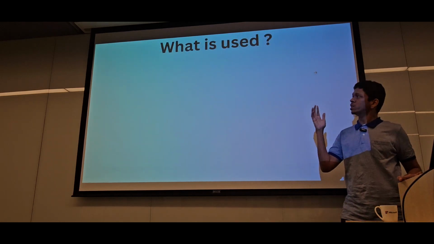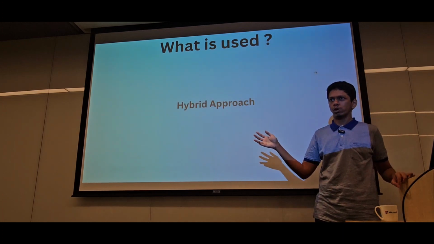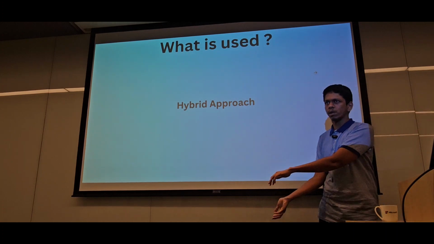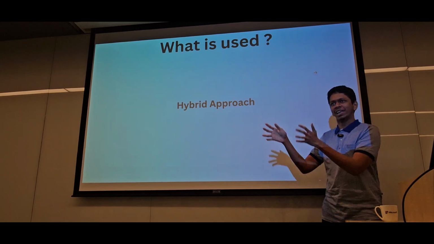Now, what is used in practice? Well, it's always a hybrid approach. You will never have 100% collaborative filtering. You will never have 100% content-based filtering. You will have 40 and 40. Rest 20, Gen AI.